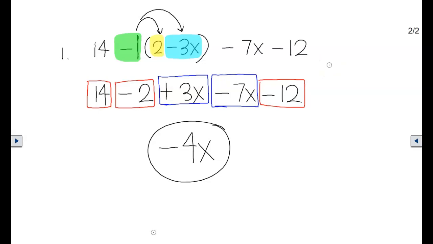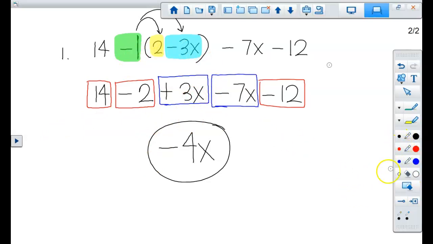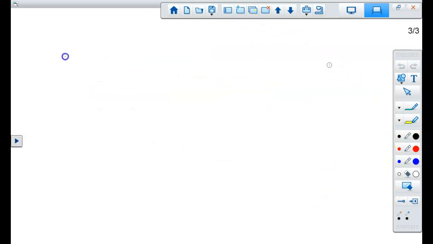I would suggest definitely as you're doing the work, you draw the arrows when you distribute like I'm doing, maybe highlight the terms like I did, draw the boxes around your like terms. All of those strategies that I'm showing you are going to keep you on track and make sure you don't make the silly mistakes.